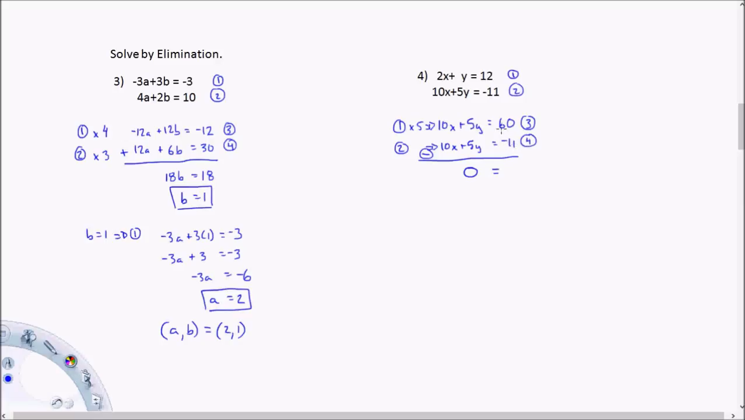So the double negative cancels out. It's like we're adding the two positive values here, and we end up with 71. So 0 equals 71. That doesn't make sense, right? And that's right, it doesn't.